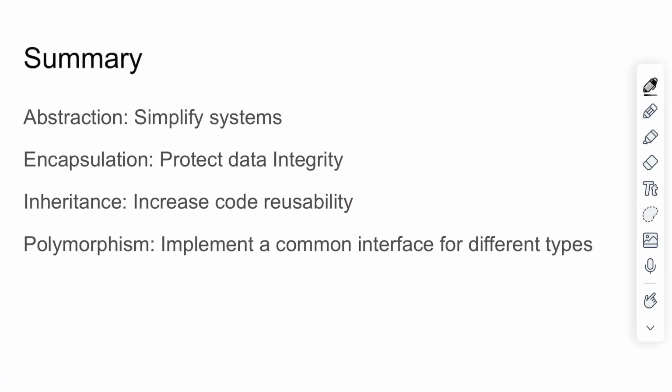So here is kind of a short summary of the uses of the 4 different pillars of OOP. Abstraction simplifies the systems. Encapsulation protects data integrity. Inheritance increases code reusability. Polymorphism implements a common interface for different types.